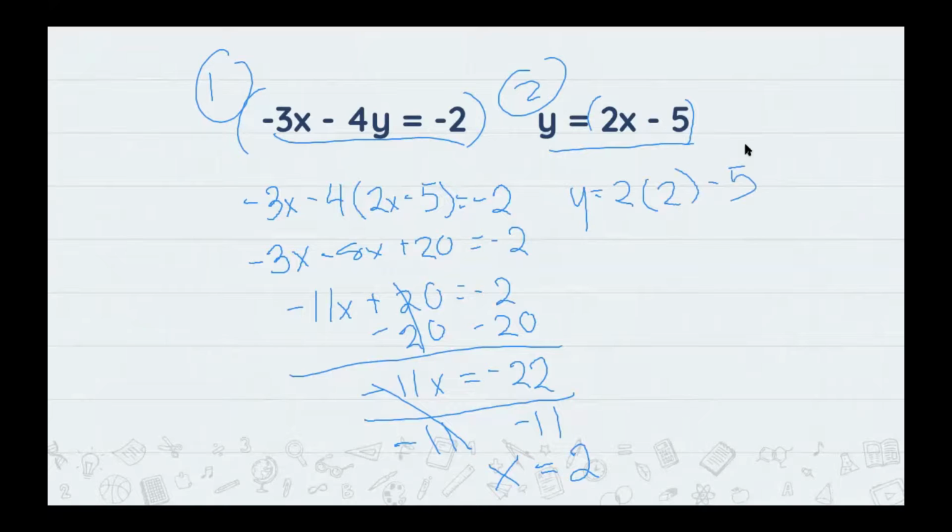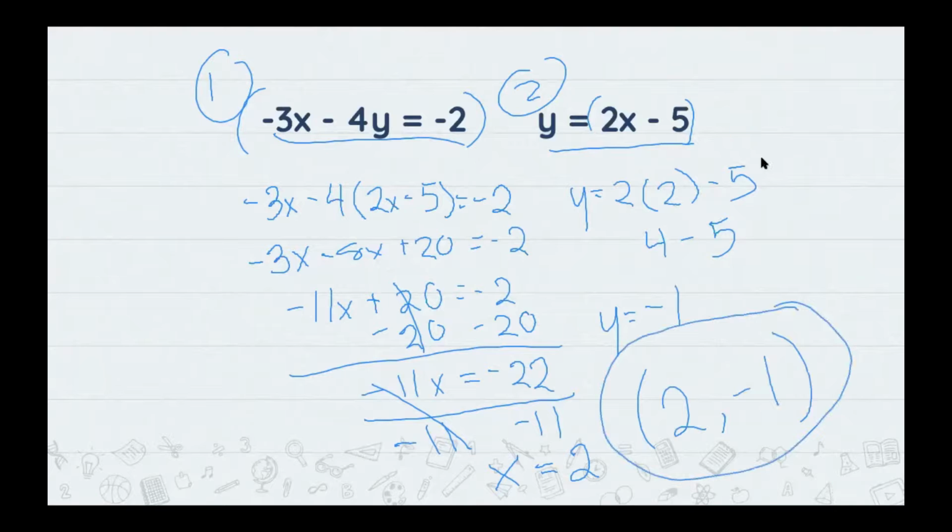Now what do we do? Now that we plugged in our x value into our second equation, we solve it normally, but what do we do first when we solve it? Okay, 2 times 2 equals 4, minus 5. What's the last step? Yes, so negative 1 is our y value. And again, coordinate point form. So this would be our final answer.